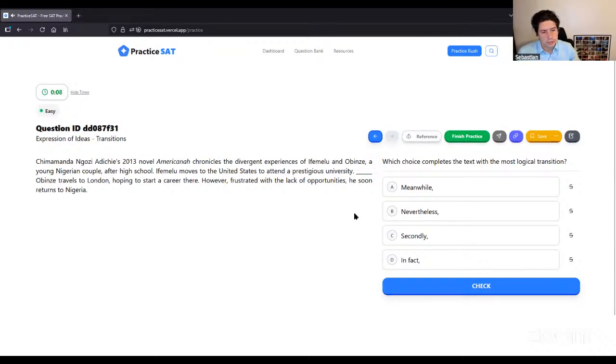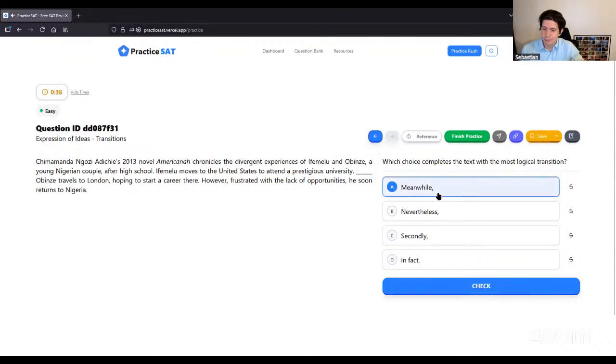Chimamanda Ngozi Adichie's 2013 novel Americanah chronicles the divergent experiences of Ifemelu and Obinze, a young Nigerian couple. After high school, Ifemelu moves to the United States to attend a prestigious university. Blank, Obinze travels to London, hoping to start a career there. However, frustrated with the lack of opportunities, he soon returns to Nigeria. So, meanwhile, so it's happening at the same time.